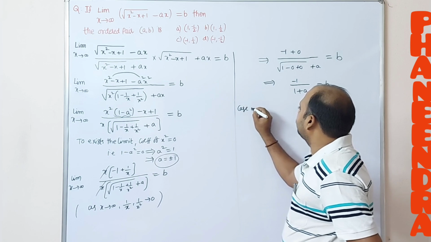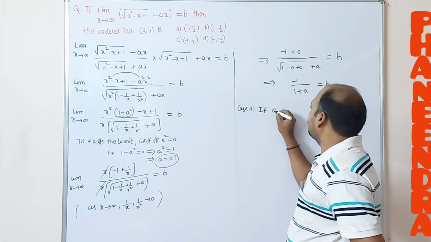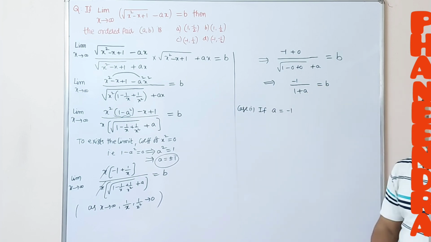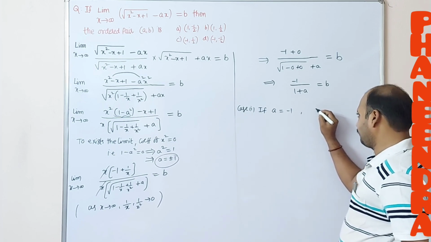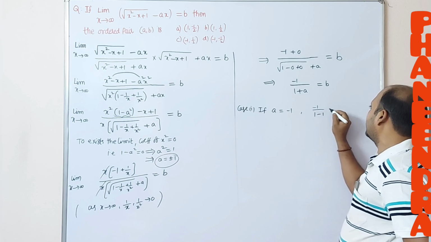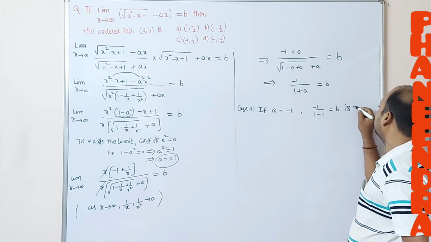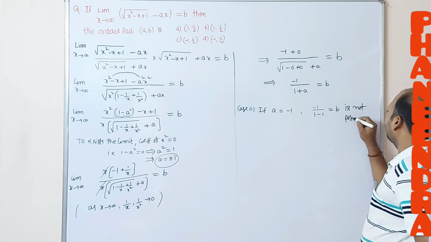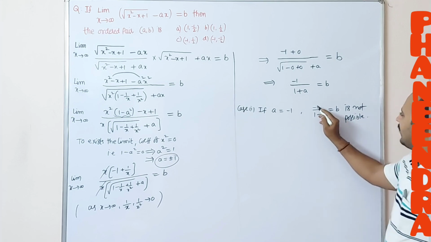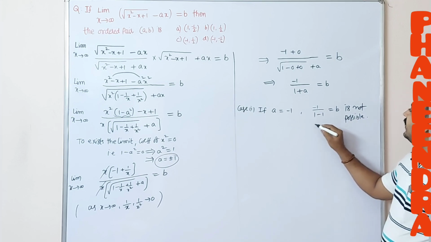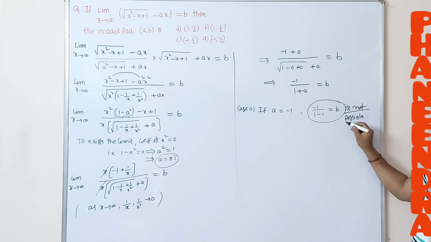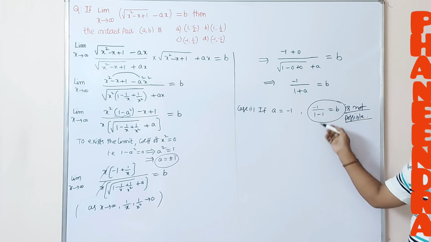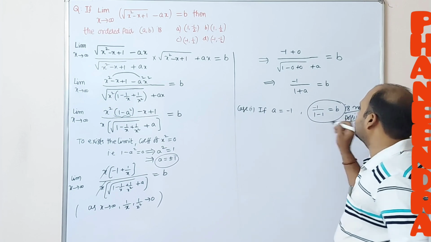Case 1, if we take a is equal to minus 1. Minus 1 by 1 minus 1 equal to b is not possible. Why is it not possible? Minus 1 by 0 is undefined, it cannot be defined. Because anything by 0 is infinity. So it is not possible.